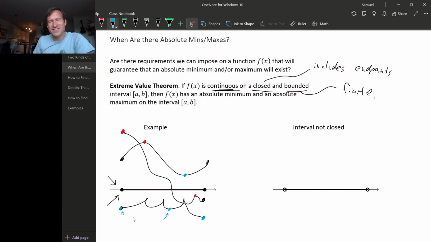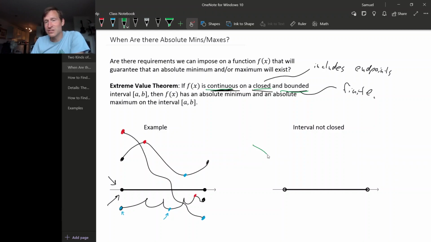So you can kind of see that having a closed and bounded interval makes you draw enough of a graph that it will have an absolute minimum and maximum. But let's look at some other examples to see why these assumptions, continuity, closed interval, and bounded interval, really are necessary to force the existence of absolute minimums and maximums.